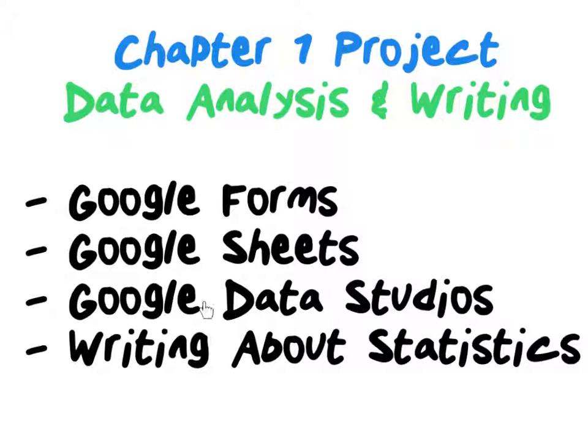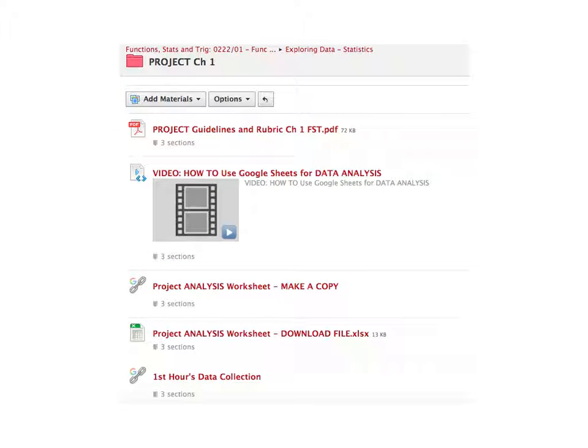And you're going to look at that one-page report from Data Studios and then write about the statistics and what you found in relation to shape, center, and spread. So let's talk about the first step, which involves the Google Forms.